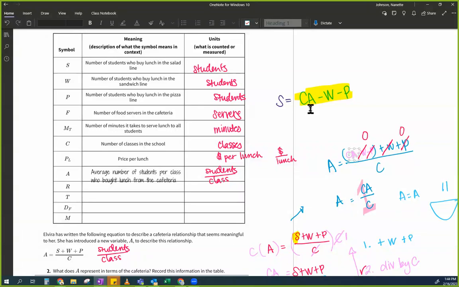Remember that whenever we have two variables like C and A sitting right next to each other with no operation there, that literally means they're being multiplied. If you want to remind yourself, you stick a little multiplication sign in there and you feel a little better. C times A. C is what? What's C?